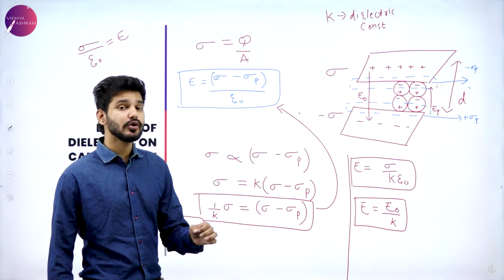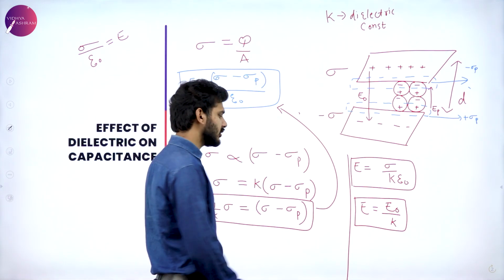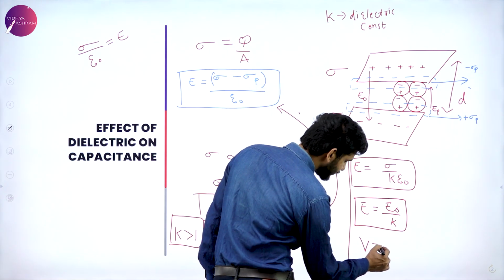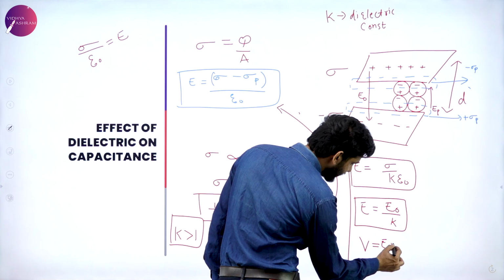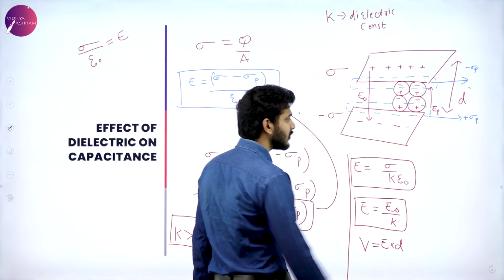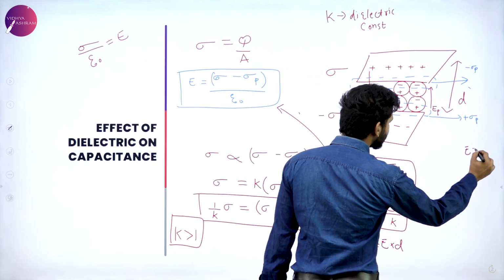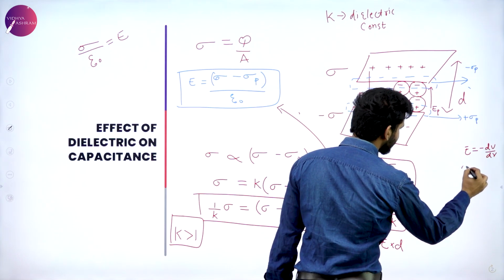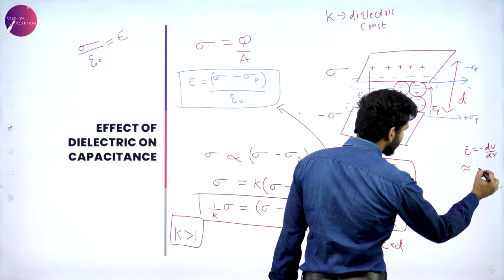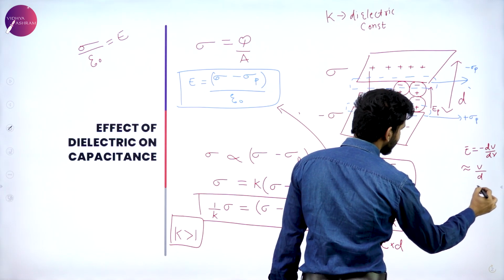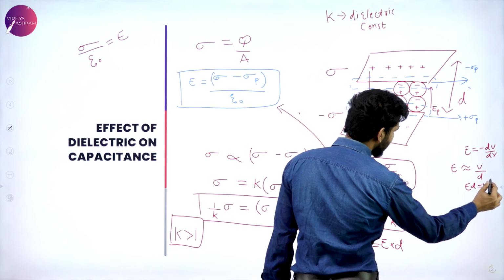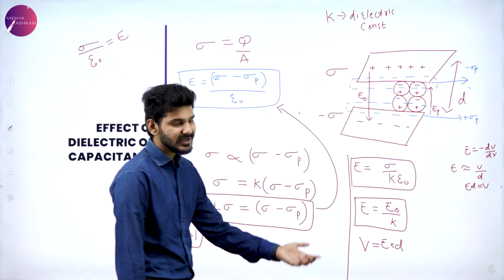Now finally, we are going to write it in terms of potential also. We know from the previous topics that V is equal to E into D, because we know the relation E is equal to negative dV by dr. From this we can assume the general relation, which is V by D is equal to E. So ED is equal to V, that is being written here as E into D.